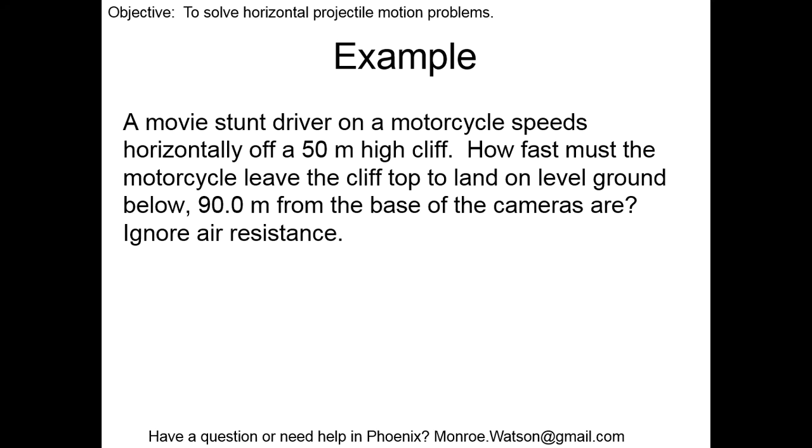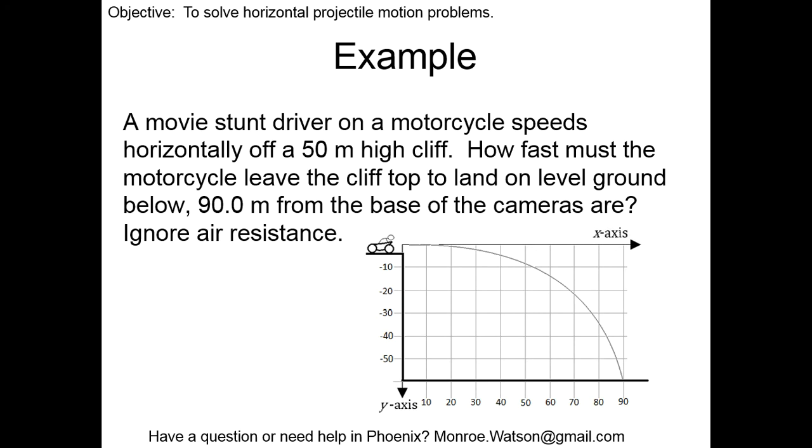So we've got a movie stunt driver on a motorcycle who speeds horizontally off a cliff, a 50-meter-high cliff. How fast must the motorcycle leave the cliff top to land on level ground below, 90 meters from the base, where the cameras are? Okay, so we're going to ignore air resistance, and I'm going to draw my picture.